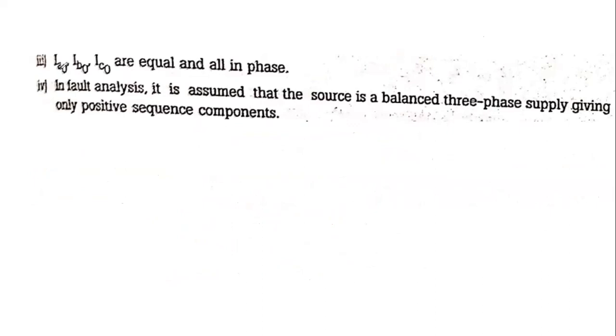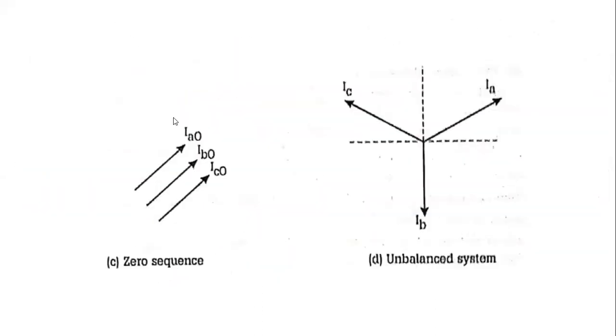Therefore, IA0, IB0, and IC0 are in phase. There is no angle difference between these three phases. In fault analysis, it is assumed that the source is a balanced three-phase supply giving only the positive sequence. Therefore, we are obtaining only the positive sequence.